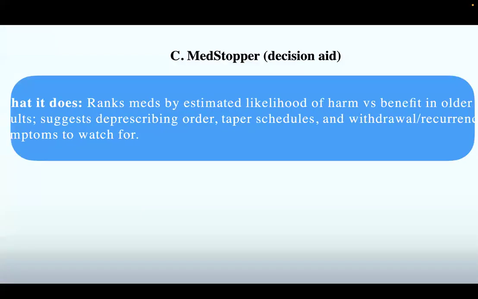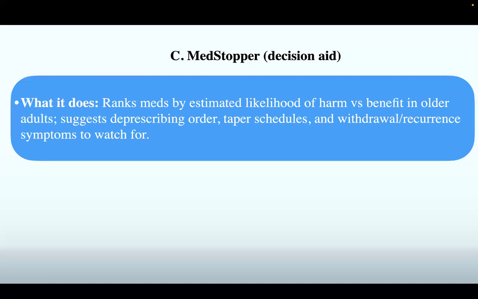Okay. Now the third tool is Med Stopper. The name itself has the meaning, medicine stop. It is a very important decision aid. What it does is rank the meds. It ranks the medicines by estimated likelihood of harm versus benefit in older adults. That is very simple to understand. It will give a rank, like to benzodiazepine. So if it is 1, you can go for it. If it is 5, you cannot go for it. Vice versa, right?